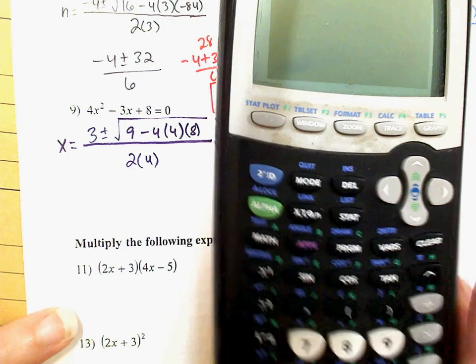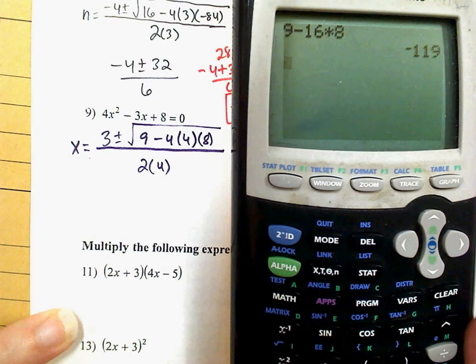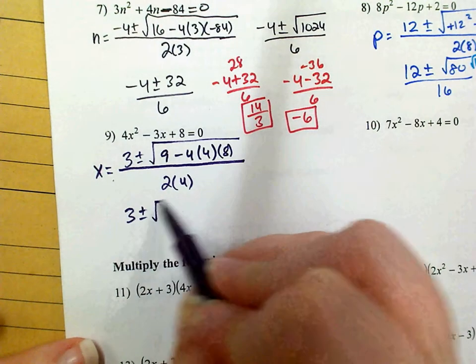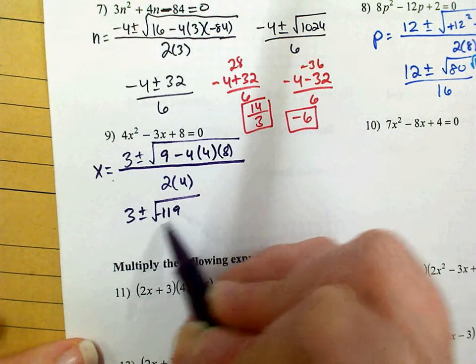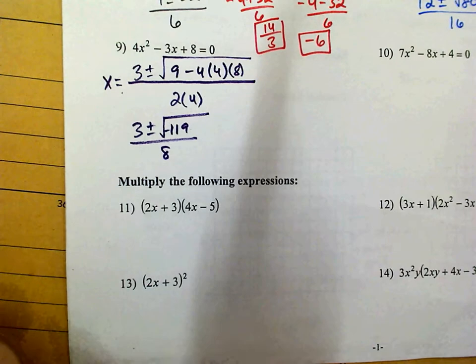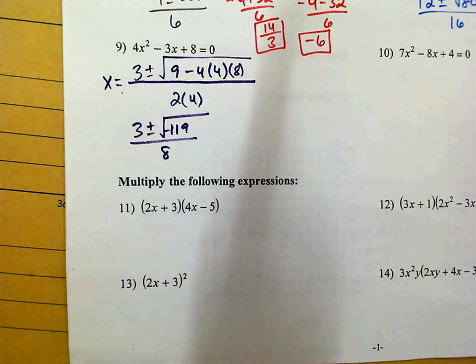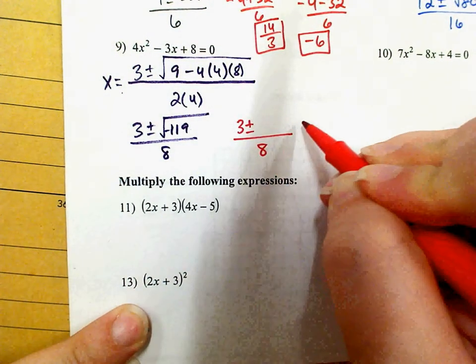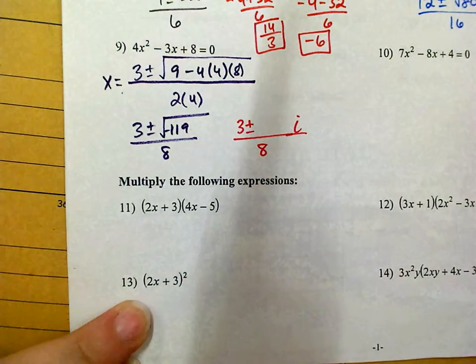And that gives me negative 119. So 3 plus or minus the square root of negative 119 all over 8. Well, first off, if you have a negative underneath the square root, you have to automatically make that an i. So I'm going to go ahead and put an i again. Now, as far as the square root of 119 goes, if you're unsure, you should check.